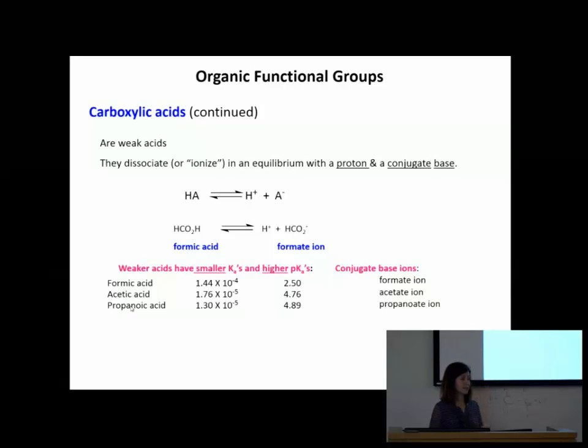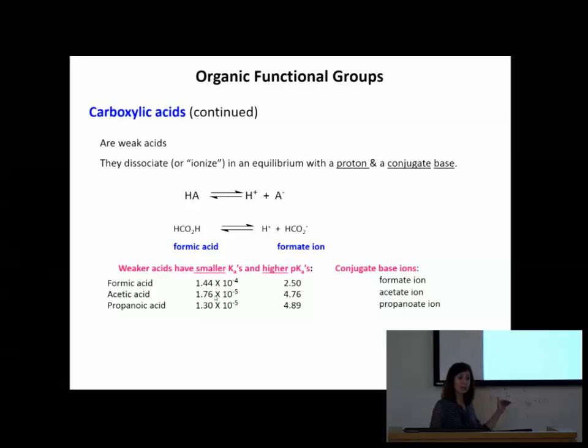So you can see this is one carbon, this is a two carbon chain, this is three carbon. So what's happening to the acid strength as the carbon chain gets longer? It's getting lower and lower. So as you get a longer and longer chain, the acid becomes a weaker and weaker acid.